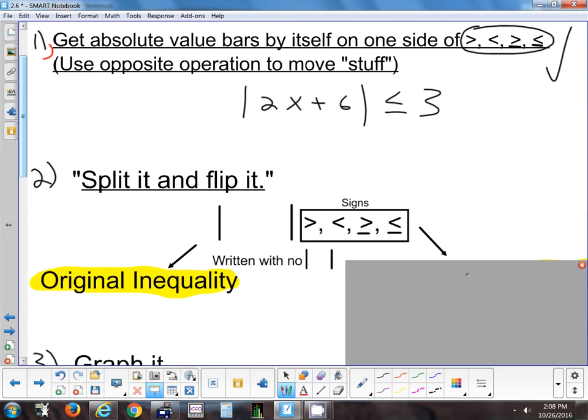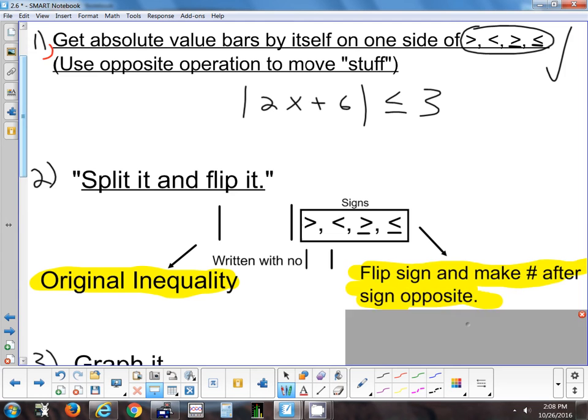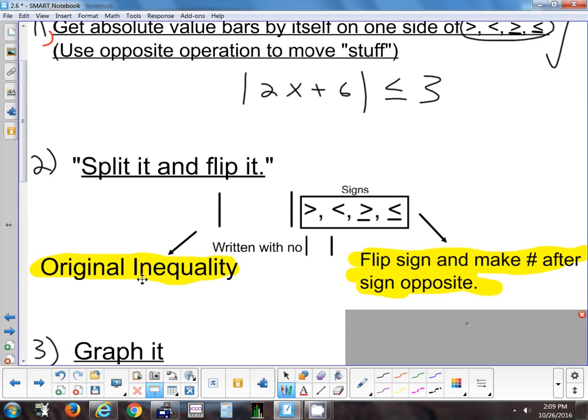When we do that second inequality, write it with no bars. Make the number at the end negative. The only difference is, one more thing we have to do when we're doing an inequality, we have to flip the sign. Right? We have to flip the sign. So we're going to flip the sign and make the number after that sign opposite. So if it's greater than, make it less than. If it's less than or equal to, make it greater than or equal to. We're flipping the sign.